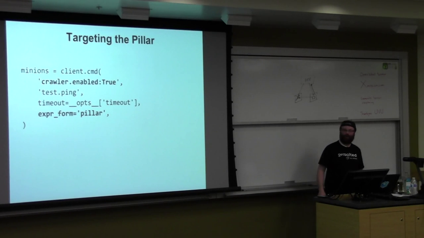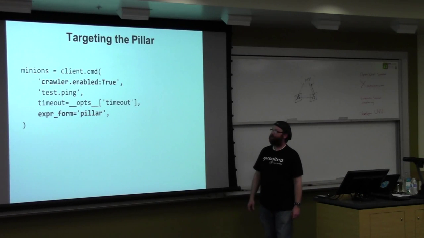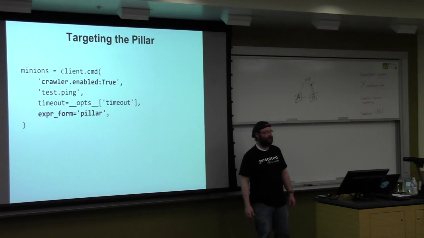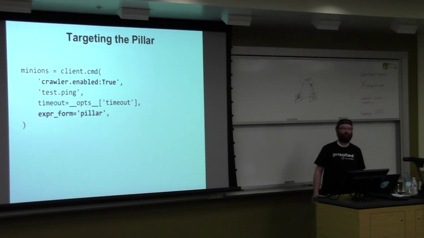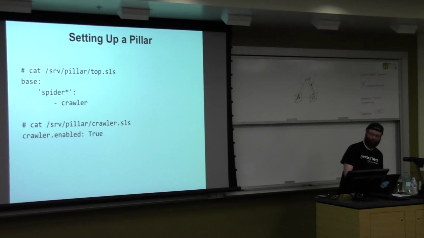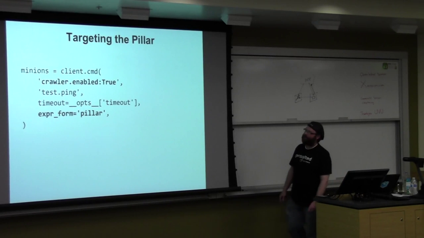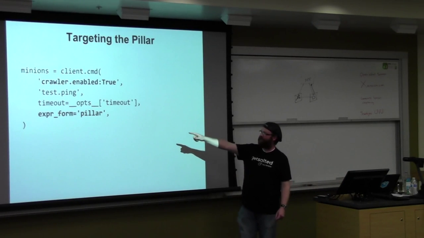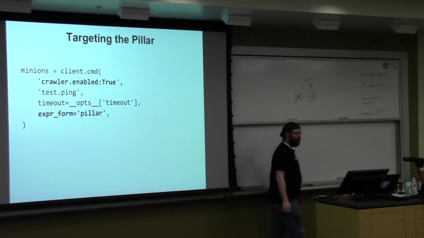So notice we've changed our client command that we've sent out. We have a new target, crawler.enabled. We're looking for true. So crawler.enabled is the name of the pillar. Crawler.enabled true, it's pretty much what we're looking for, right? And at the end, we've noticed in EXPR, the expression form is pillar. If we don't do that, it's going to default to glob.